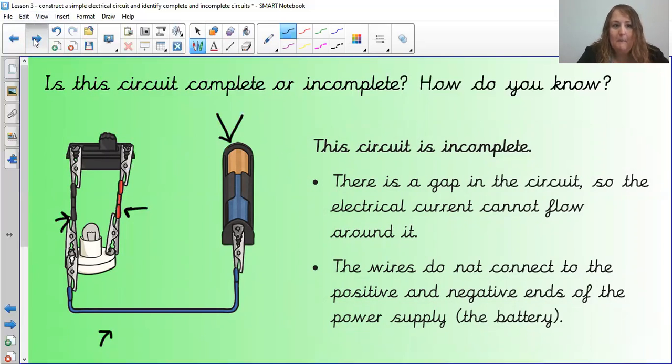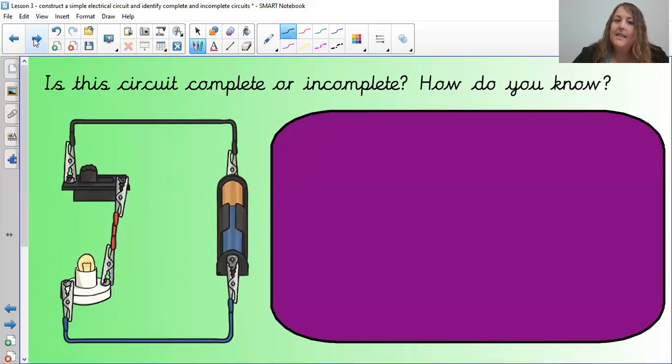Okay, let's have a look at another one. This is the second one. Do you think this is a complete or incomplete circuit, and how do you know? So again, we've got the same pieces of equipment. We've still got our battery, still got our switch, and still got a bulb, and there are some wires going around it.